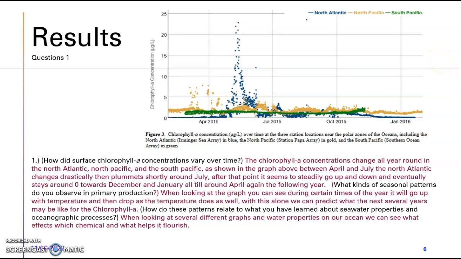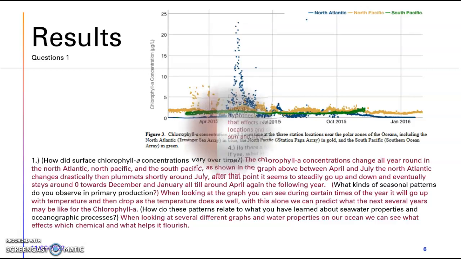When looking at the graph, you see during certain times of the year, it will go up with temperature and then drop as the temperature goes down. This alone can predict what the next several years may be like for the chlorophyll alone. When looking at several different graphs and water properties on our ocean, we can see what affects which chemical and what helps it flourish.